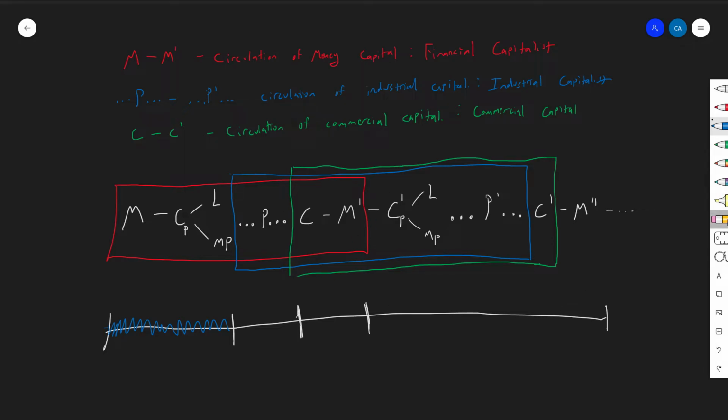So if we're looking at one turnover of capital, we're looking at one M to M prime right here. Of this total amount of time, these two portions are circulation time, and this portion right here is production time. So that's the idea. The total amount of time when you add these together is the turnover time of capital.